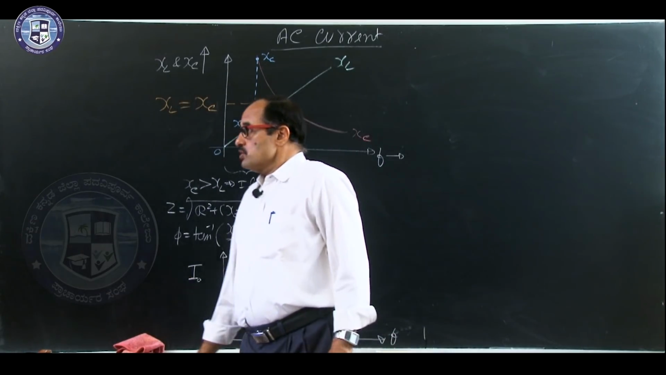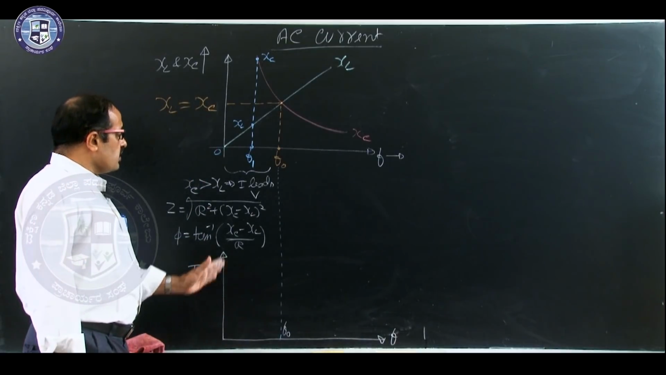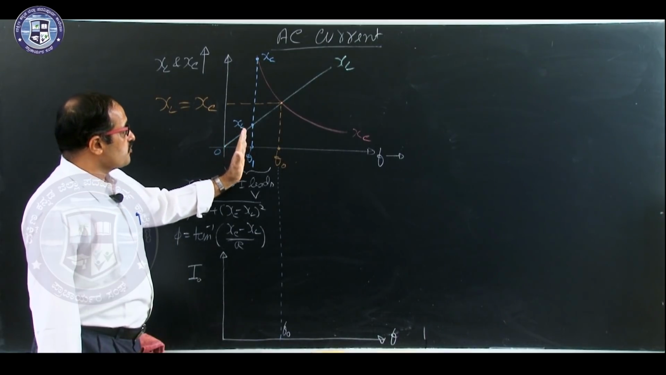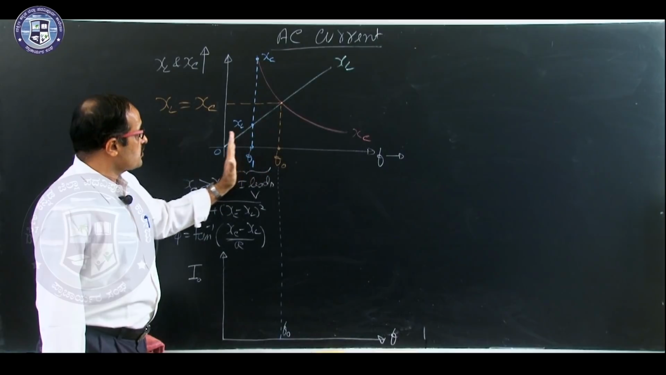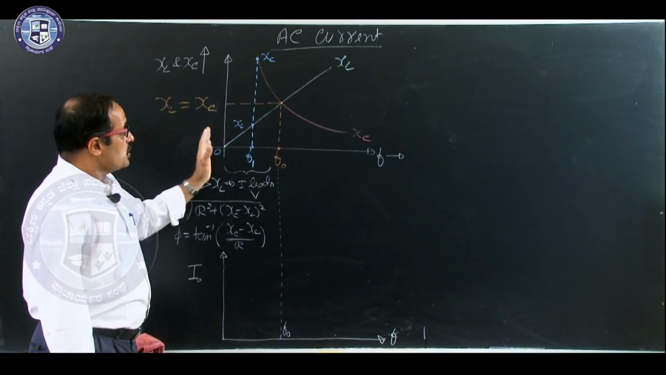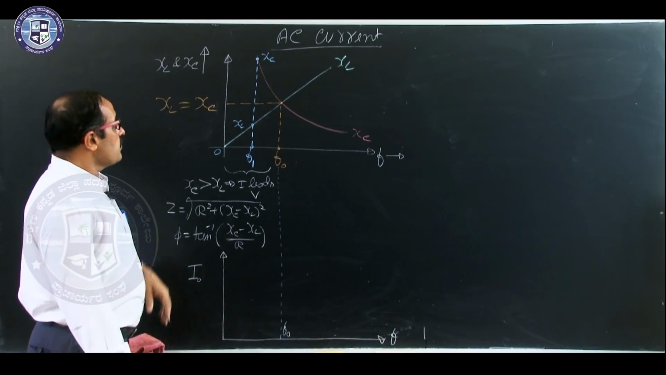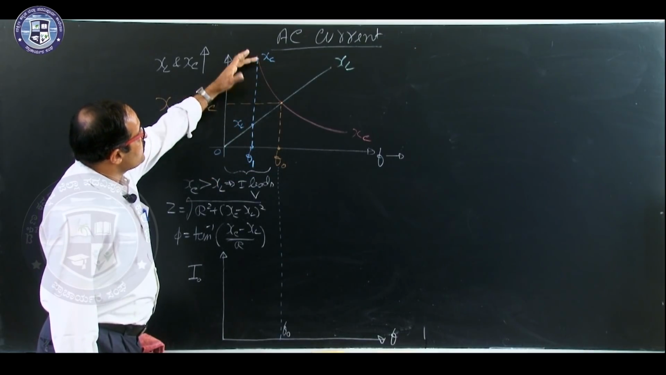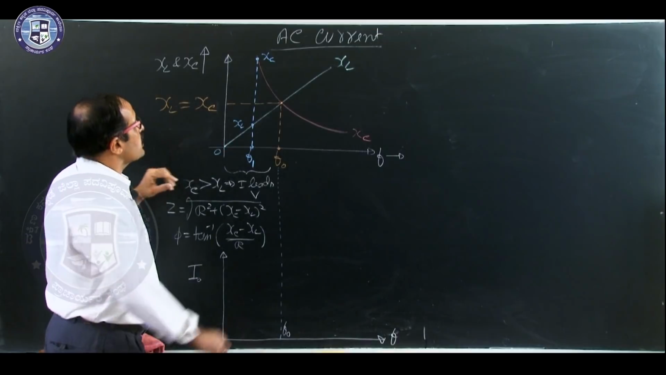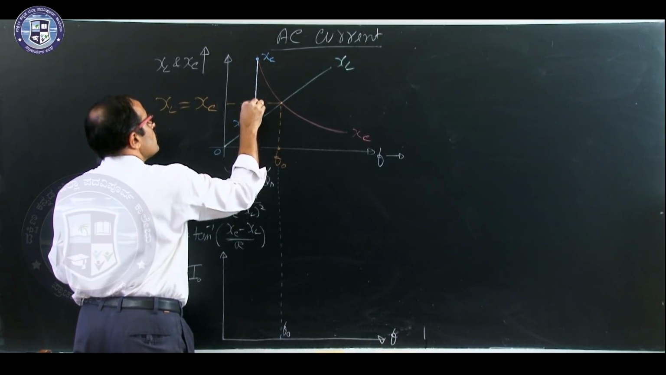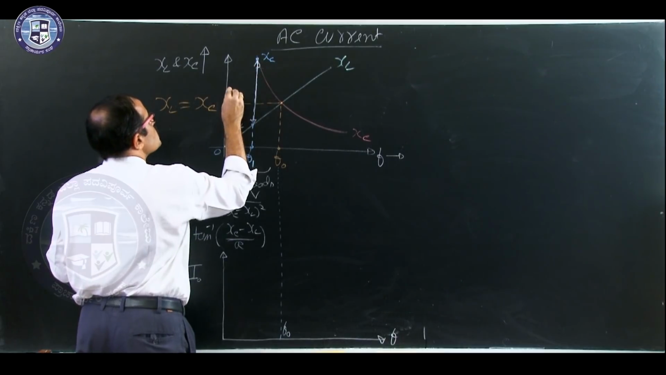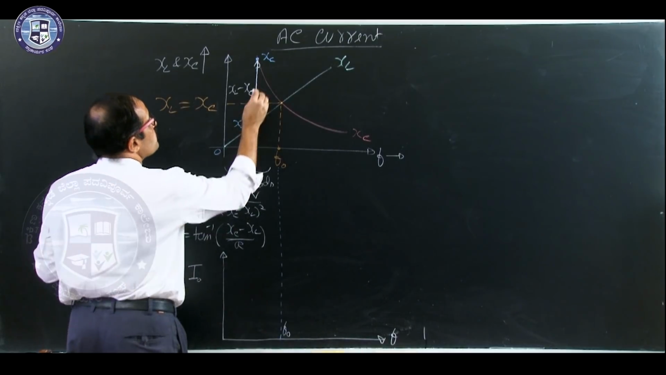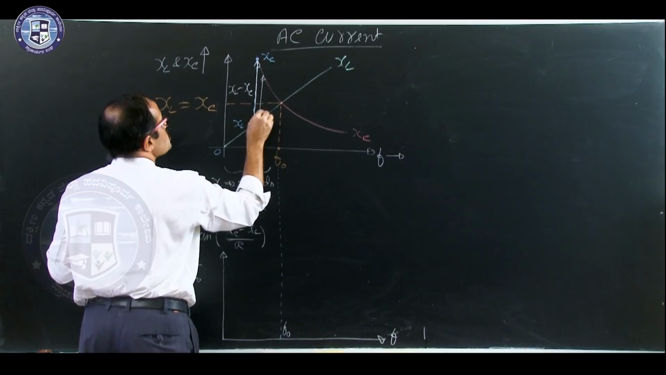Now see here, you are increasing the frequency of the AC source, means I am approaching the resonant frequency. Gradually I am increasing the frequency towards resonant frequency. Then what is happening? As you increase the frequency, the difference between XL and XC goes on decreasing. Look here, this is actually representing XL minus XC. That difference goes on decreasing.